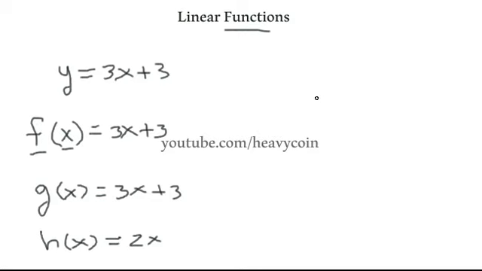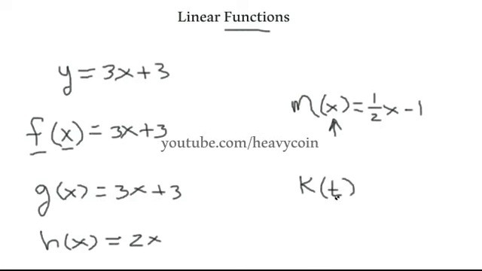All right. We could name it m. m of x is equal to, let's say, a half x minus 1. So this reads m of x. Now, we don't have to use x every time. For example, we can use a t. A lot of times if we're talking about time, we use t plus 1. We can call our function k, and our independent variable is t.